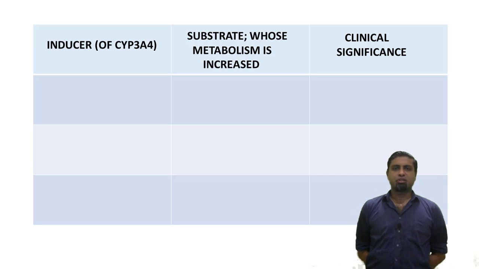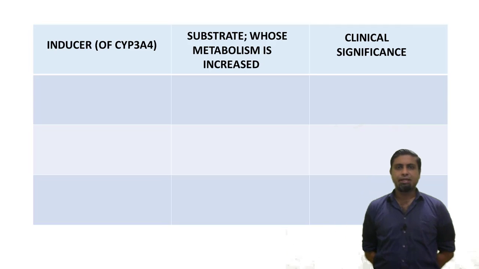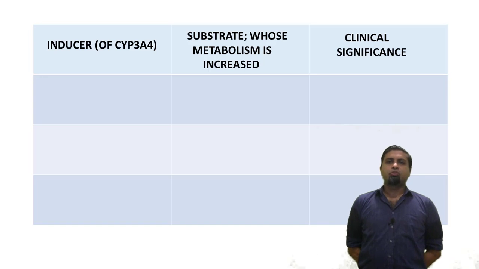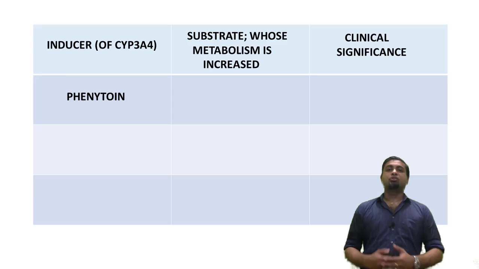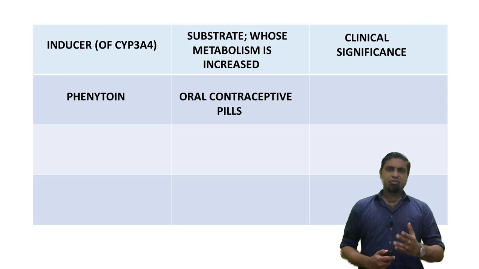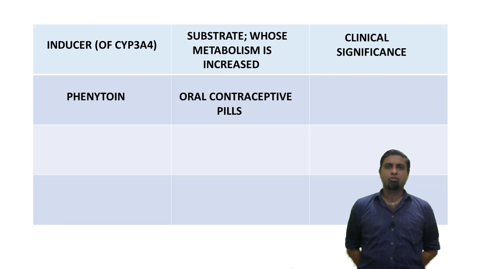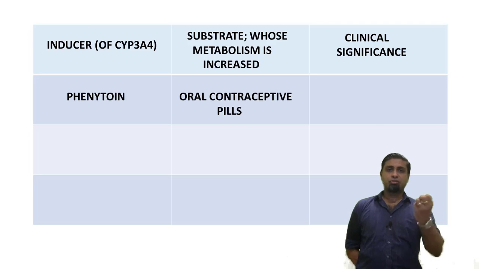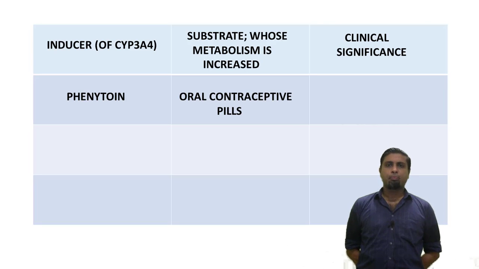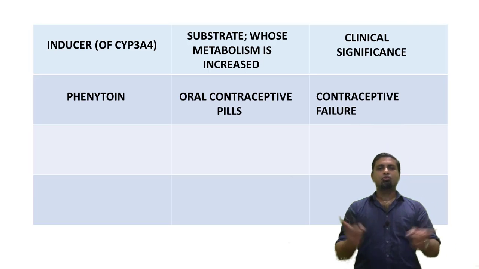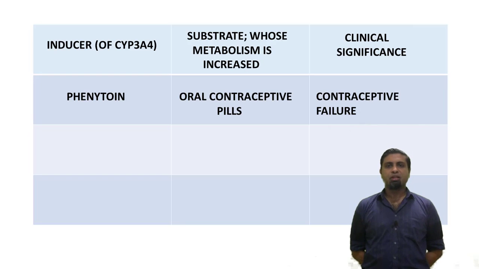There are 3 very important drug interactions of this nature, and we need to be familiar with all 3. The first one is with regards to phenytoin. Phenytoin is an anti-epileptic drug. Now, if there is a patient who is on oral contraceptive pills, and this patient is prescribed phenytoin, phenytoin is going to increase the activity of CYP3A4. And CYP3A4 happens to be the enzyme that metabolizes oral contraceptive pills. The plasma concentration of oral contraceptive pills is going to fall. This is going to lead to contraceptive failure. So this is one important drug interaction that we need to be familiar with, and it's an example for enzyme induction.